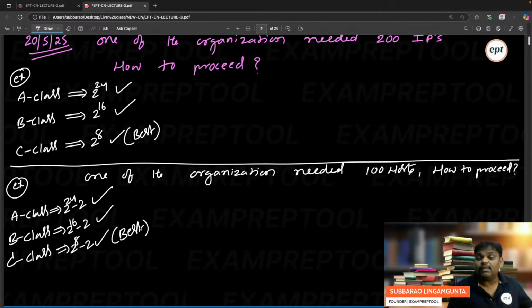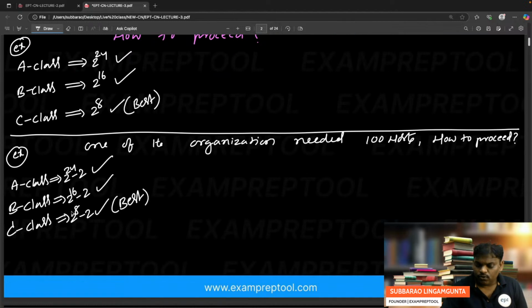But is there any other way possible? See, now observe here. One C class, if you take 2 power 8 minus 2, 256 minus 2 means 254 hosts you can manage. But I want only 100 hosts. How to manage? Let's see.